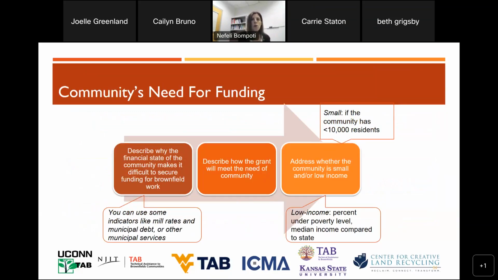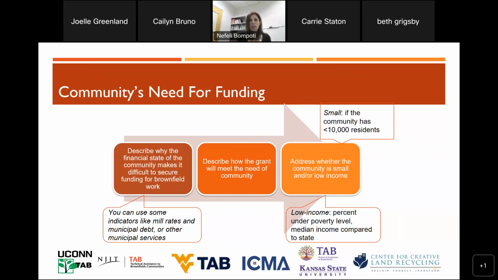Now, with respect to the community's need for funding, as I mentioned before, you have to talk about how you are not able to draw other resources to cover the assessment or cleanup of the brownfield site. So it's really important that you communicate the financial burdens of your community. If you're a town or municipality, you can mention a couple of things, for example, the tax base or property values. If you are a nonprofit, you can also mention a few things that are specific to your organization.